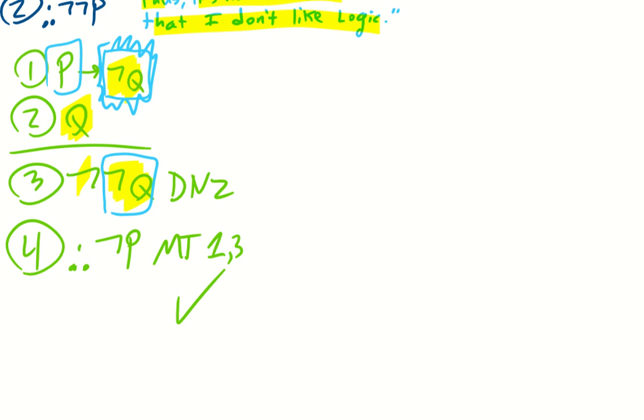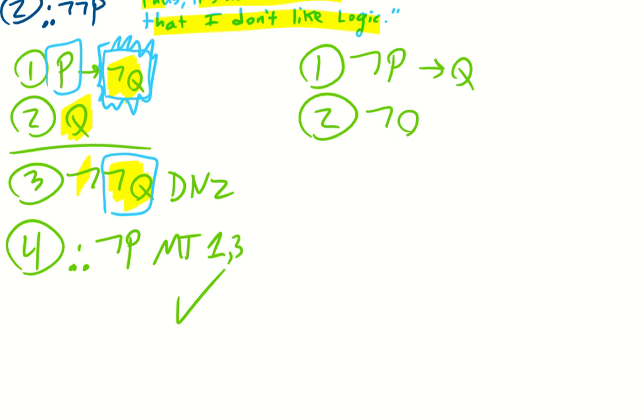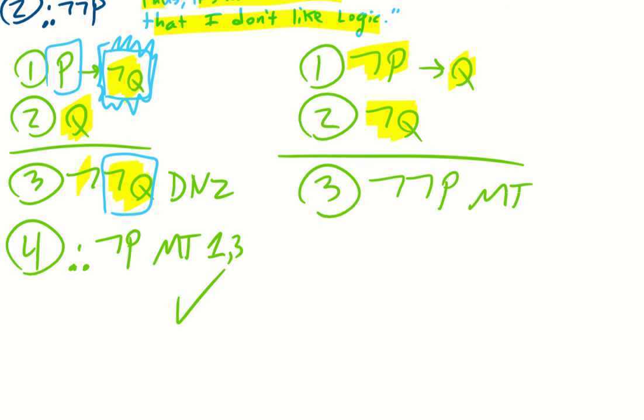Or say we have this argument. First premise, if not P, then Q. Second premise, not Q. What can we get from that? Well, not Q denies that consequent, so we can deny this antecedent. So what's the negation of not P? It's not not P. So for line 3, we can get not not P by modus tollens with lines 1 and 2. And not not P is logically equivalent to P. And so for line 4, therefore P by double negation of line 3.